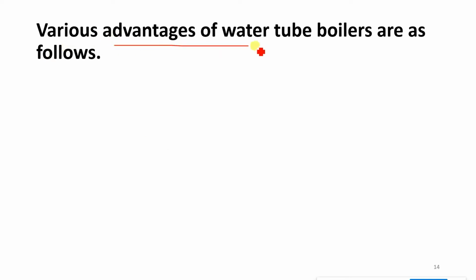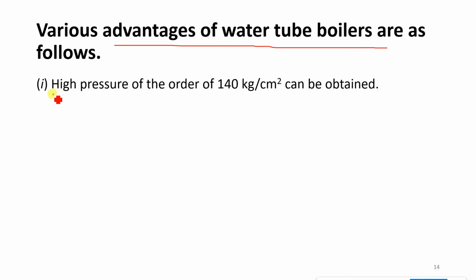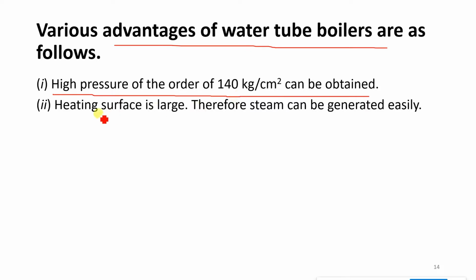Then, various advantages of water tube boiler. We have already understood the water tube boiler and fire tube boiler, and the usability of water tube boiler as compared to fire tube boiler. Water tube boiler can produce steam at a very high pressure, of the order of 140 kg per centimeter square, which means approximately 135 bar can be obtained. So all high pressure boilers are water tube boilers and fire tube boilers are low pressure boilers, because fire tube boiler cannot generate steam at high pressure.